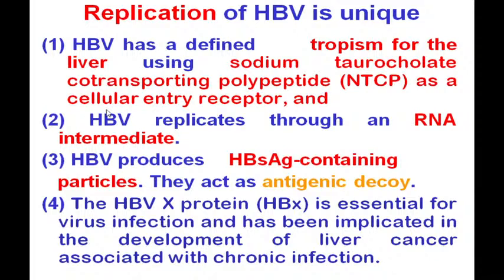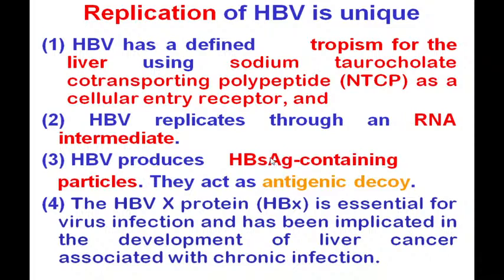Then what is really unusual? The hepatitis B virus is a DNA virus, but it replicates through an RNA intermediate. So this is like a mirror reflection of HIV. HIV is an RNA virus that replicates through a DNA intermediate, right? They are both unique. Then hepatitis B virus causes overproduction of hepatitis B surface antigens.